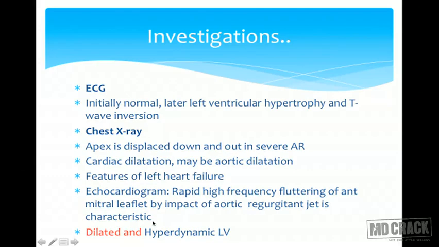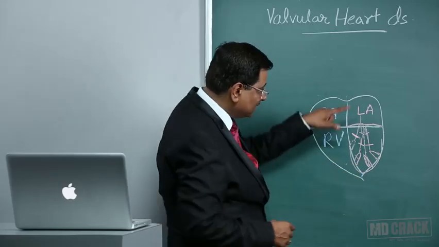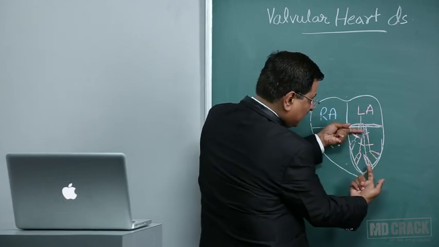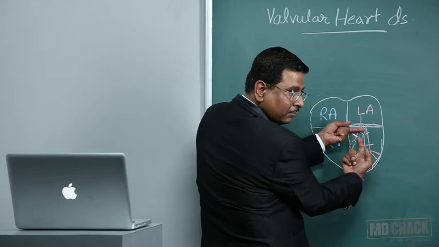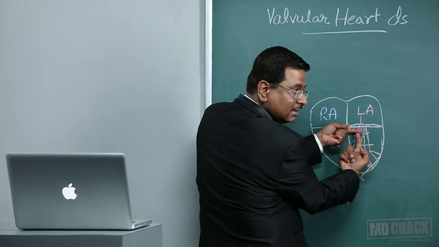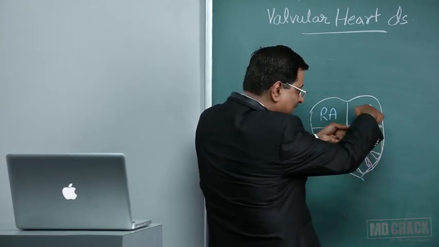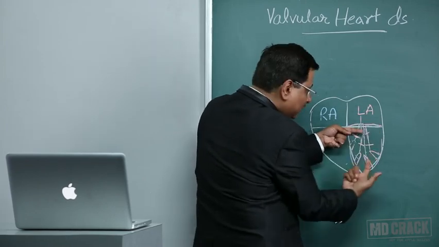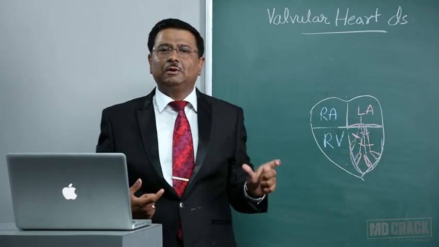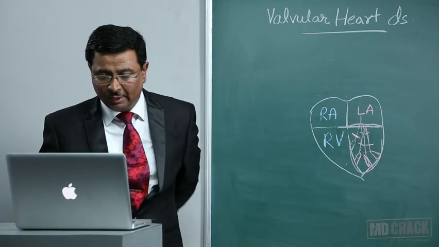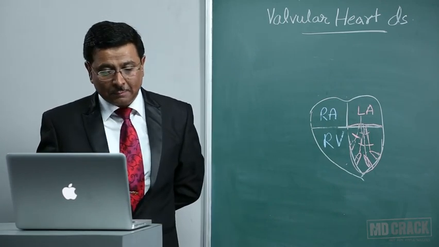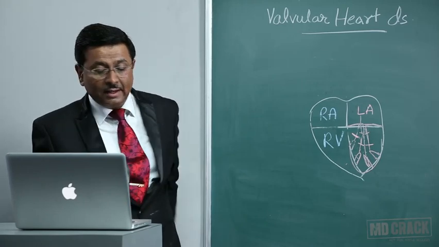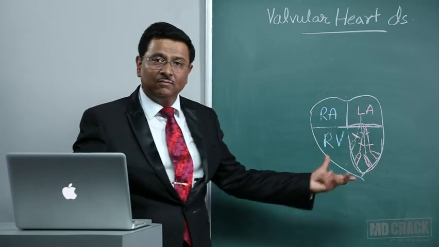Now this is what I was just trying to tell you. See what happens: this is the mitral leaflet, and when there is regurgitation, there is a jet of blood which comes and hits the mitral valve like this in diastole. Similarly, there is fluttering of the mitral valve leaflet in this condition, because of which a characteristic murmur is produced, which I am talking about out here. So this is a characteristic finding which you can get on echocardiogram. And you can also see a dilated and hyperdynamic left ventricle.